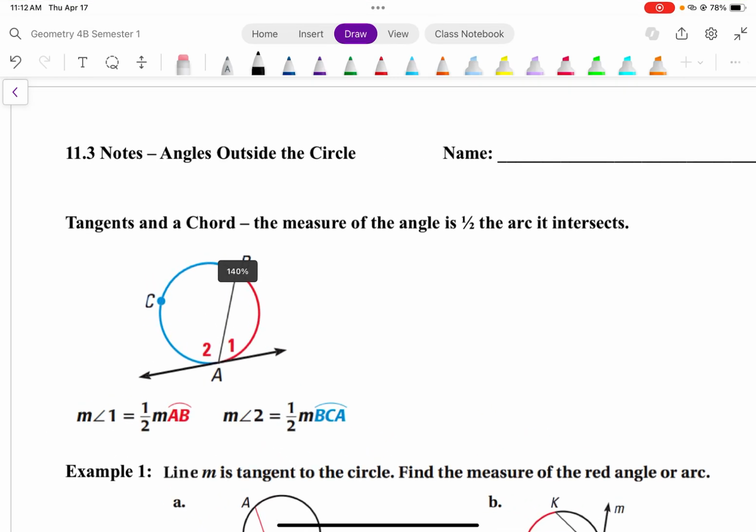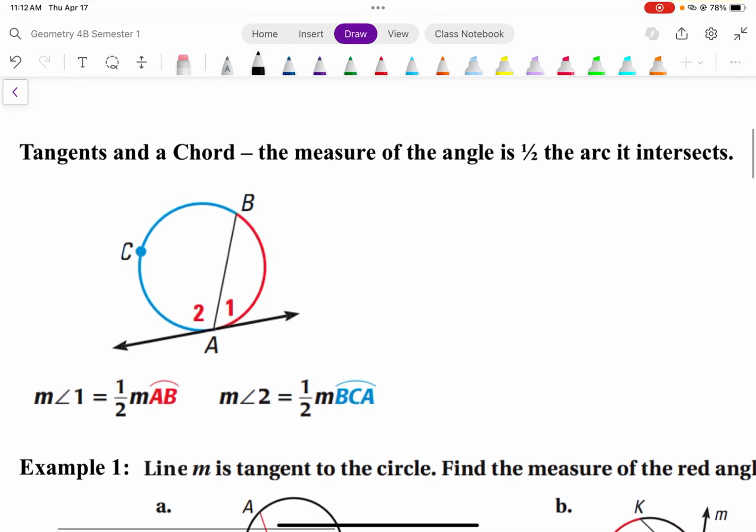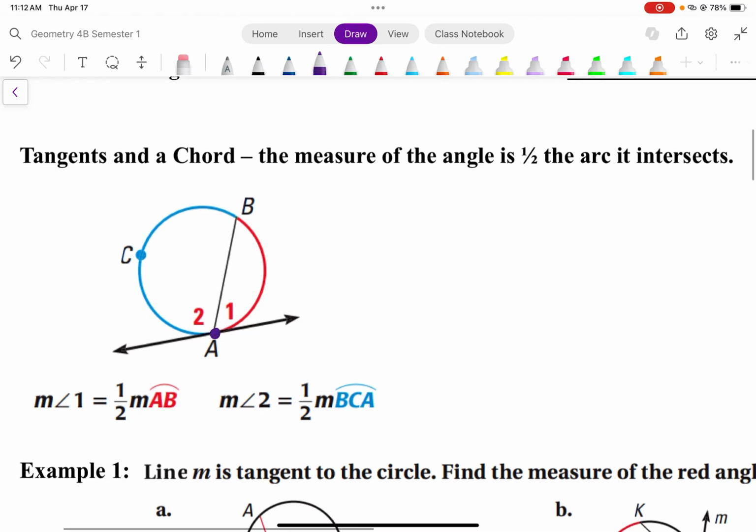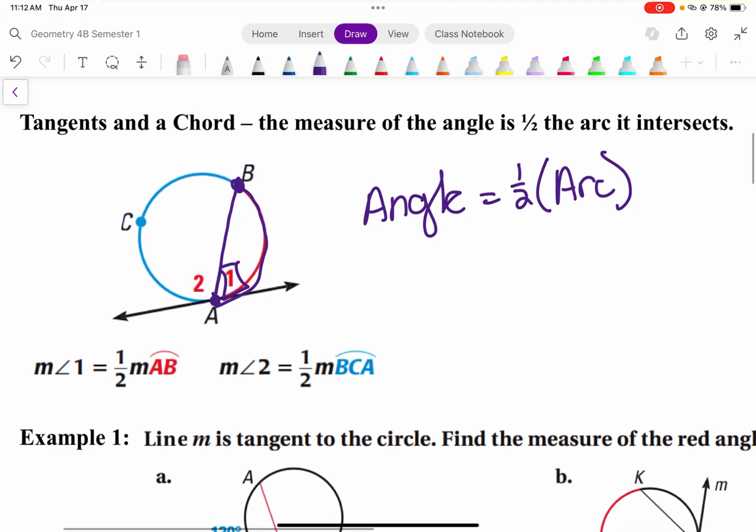All right, so for 11.3, we're going to talk about angles that are outside of the circle. The first one we're going to talk about is when we have tangents and a chord. So remember, tangents touch the circle at exactly 1 point. Those angles that are formed, that angle is going to be equal to 1/2 times the arc that it is intersecting or cutting off in the circle. And that's going to work every time you have a chord and a tangent connected to each other.